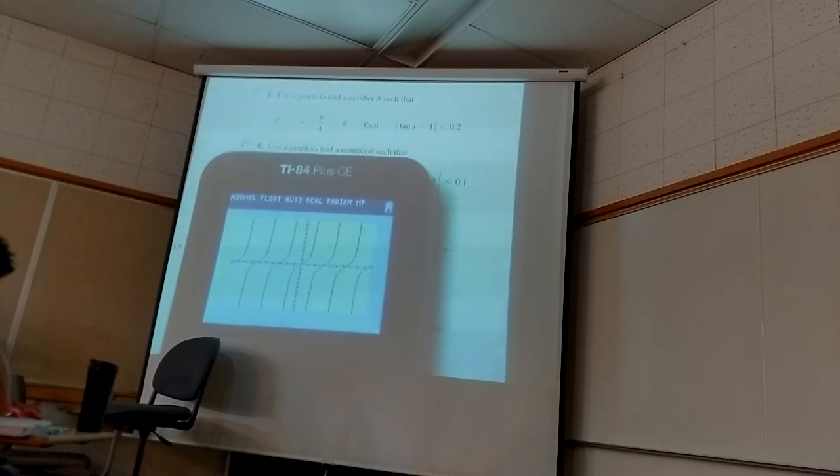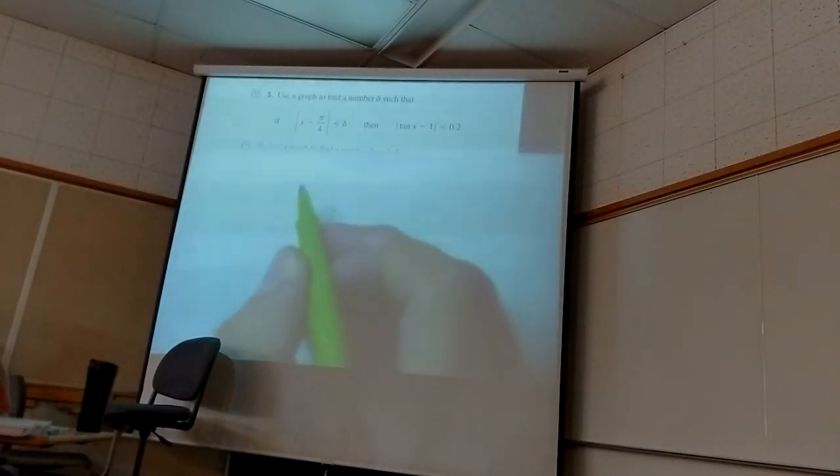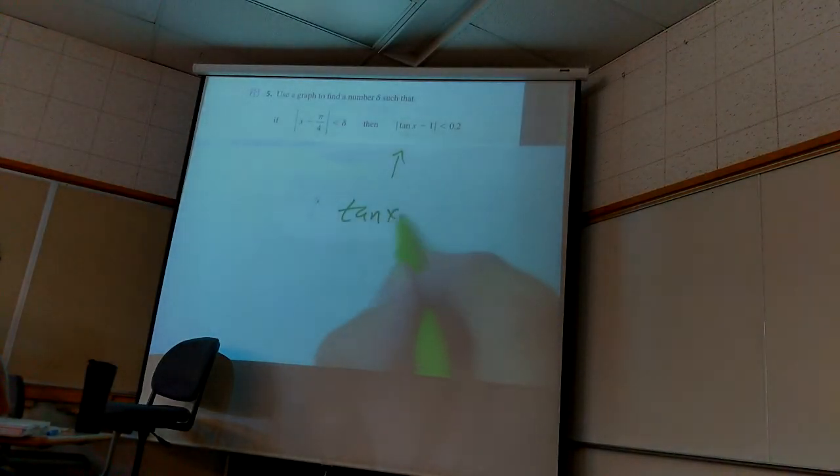There's tangent. Now I want, let me move that over for a second. Okay. If I work with this just a little bit, I want tangent x minus 1 to be like this. So I want tangent x to be between 0.8 and 1.2. Is everybody cool with that?